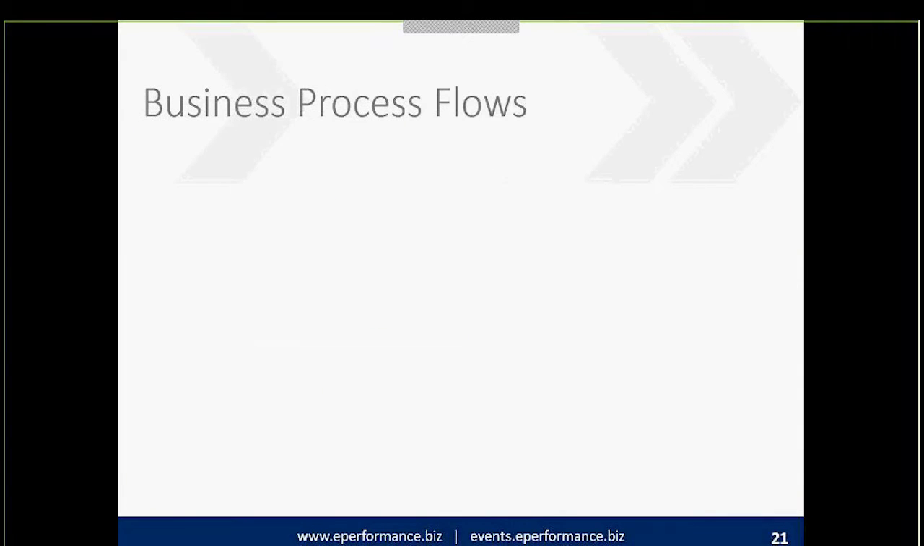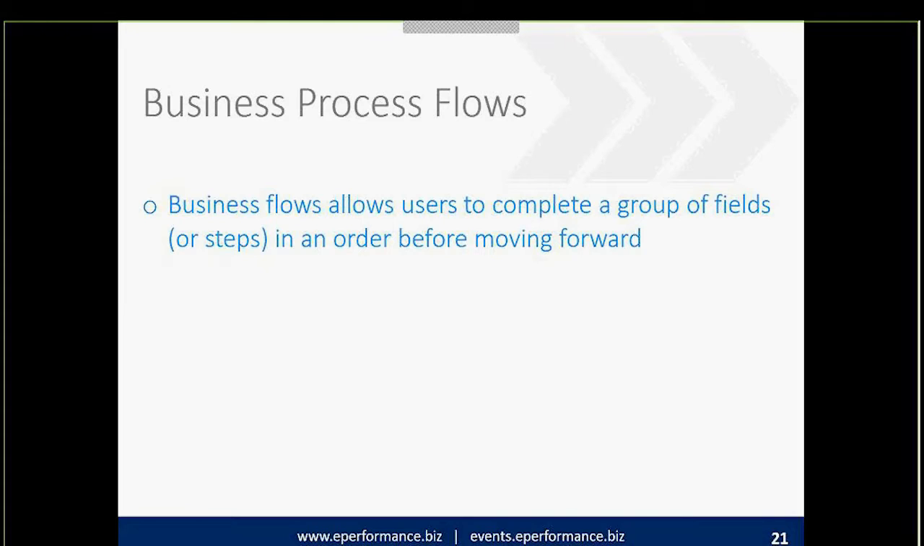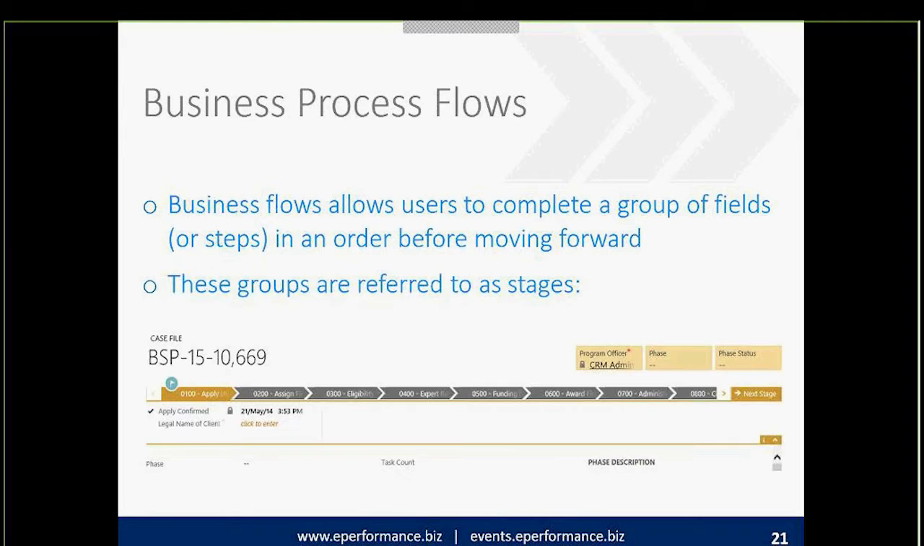So looking back at business process flows, they allow users to keep a group of fields or steps in order before moving forward. These groups are often referred to as stages. This definitely impacts the way that the user experiences the form. That top part is changing as I go from one stage to the next. So the idea is I have stage 1, 2, 3, etc.